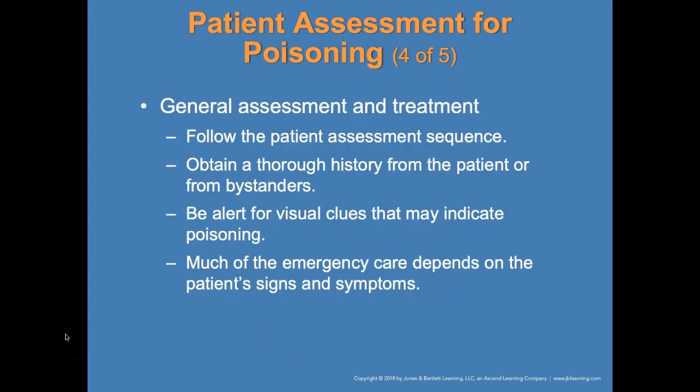So here it is, talking about our general assessment and treatment. We're going to follow our patient assessment sequence, like I just talked about. Obtain that thorough history from the patient or from bystanders. Be alert for visual clues that may indicate poisoning. Much of the emergency care that we provide with poisonings and substance abuse is based on the patient's signs and symptoms. All right.